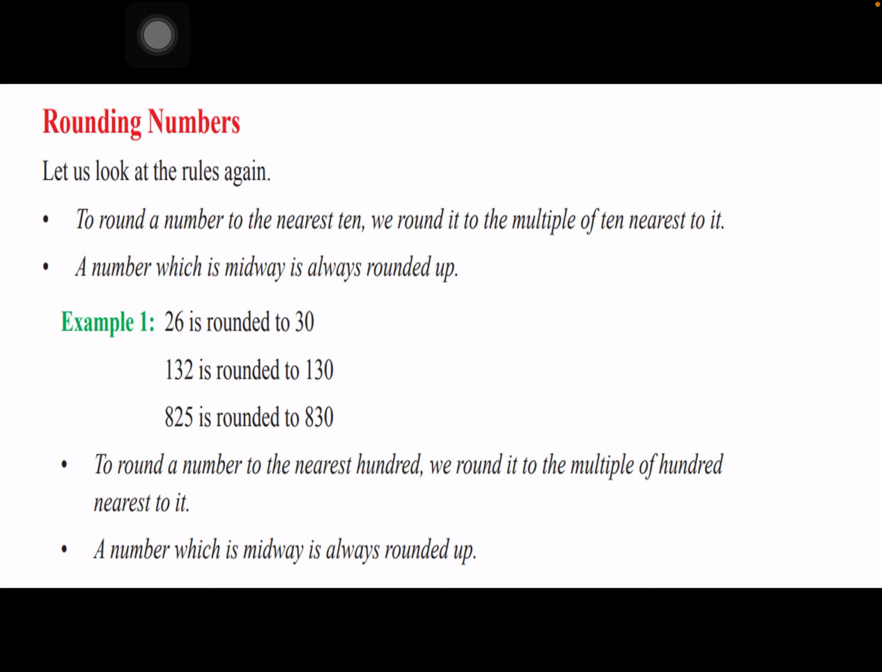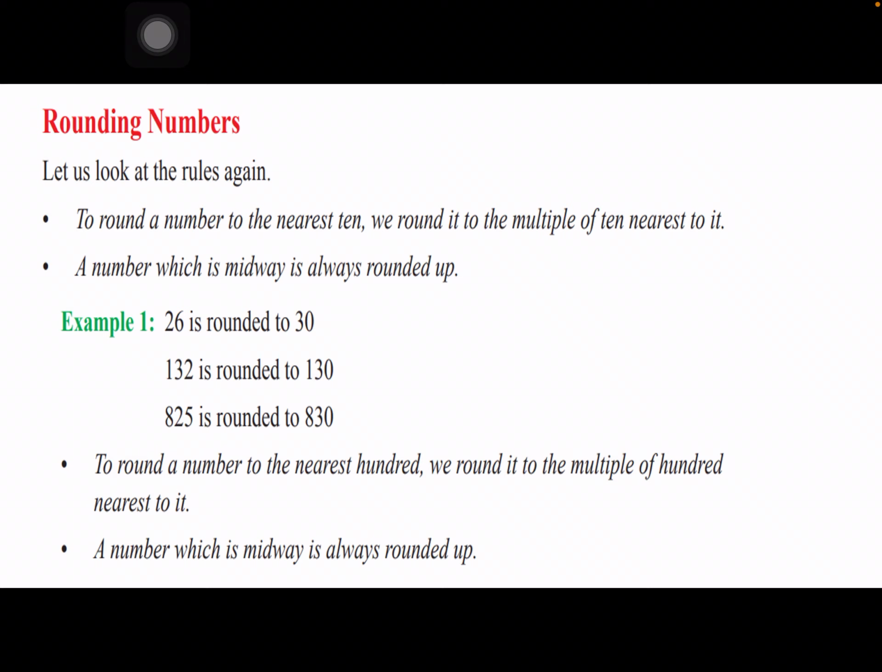Example number 2. 8. The reference number is 2. It's less than 5. 0. Rounded to 800 only. 1,259. Hundreds is 2. Your reference number is 5. 5, 6. You rounded off the number, becomes 1,300. Okay?